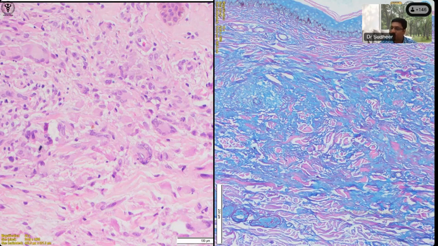If you know the clinical history of this patient and the clinical appearance of the lesion, your diagnosis is very simple without any doubt. It is a case of granuloma annulare. Right? So that's why the multidisciplinary approach is very important.